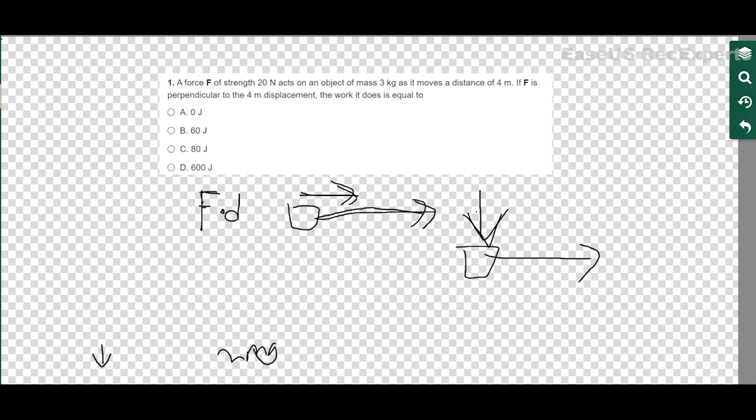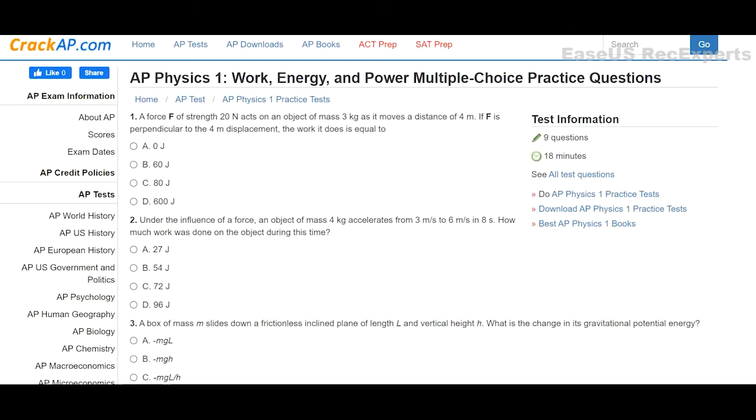So the work, right, we have to calculate the amount of the force that is parallel to this. But there is no component that is parallel to it, because perpendicular is the exact opposite of parallel, so the work should be equal to 0.